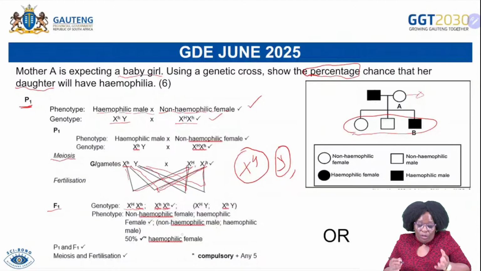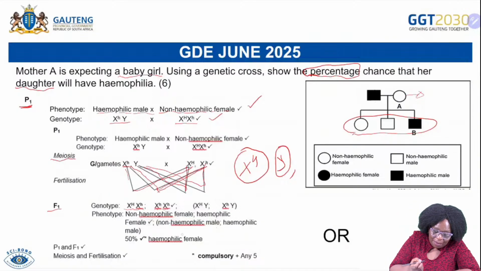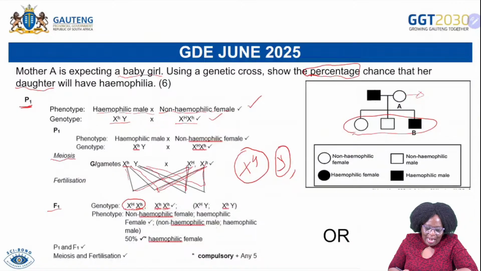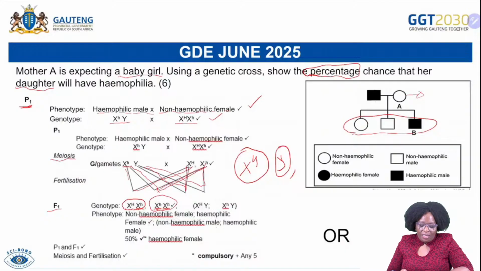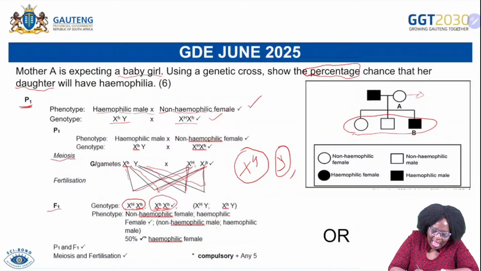Let's now go back to the genotypes and see if we understand what we mean from the phenotype. You check the genotype here, this one here. This is non-hemophilic, so you can relate. And you check this one here, X small h and X small h, that is a hemophilic female. Why do we see that it's a female? Because it's two X's. And we have got this male here with a capital H and a Y.